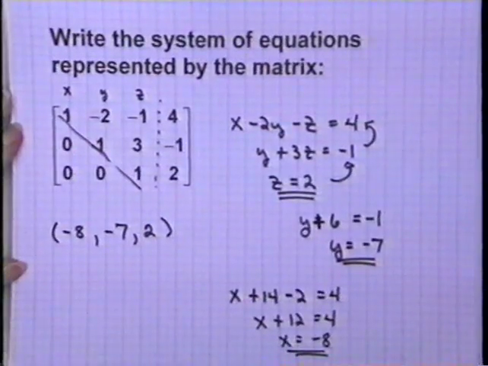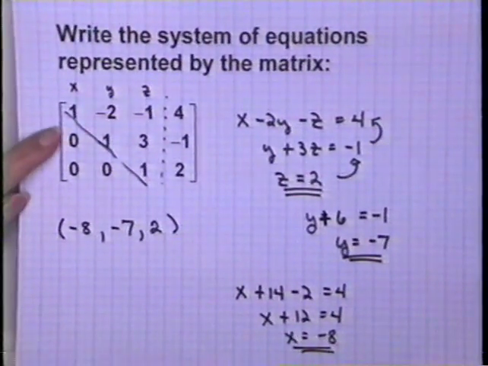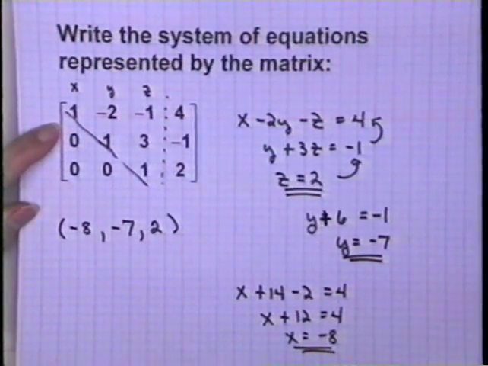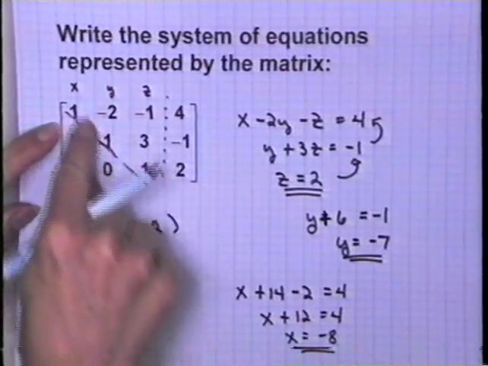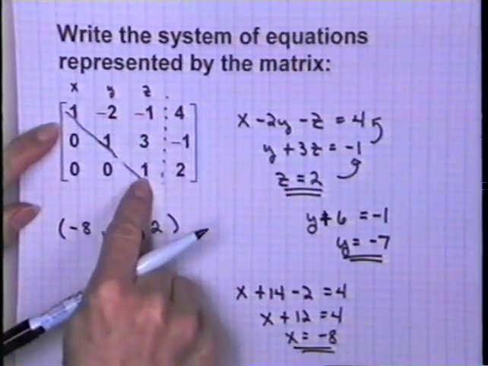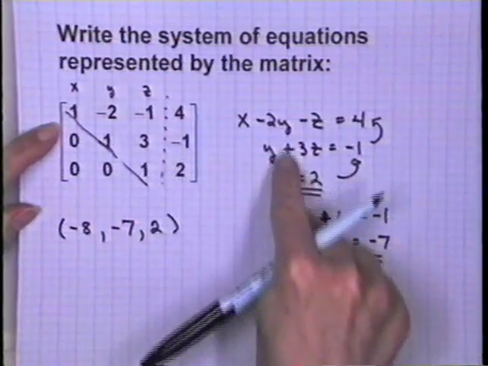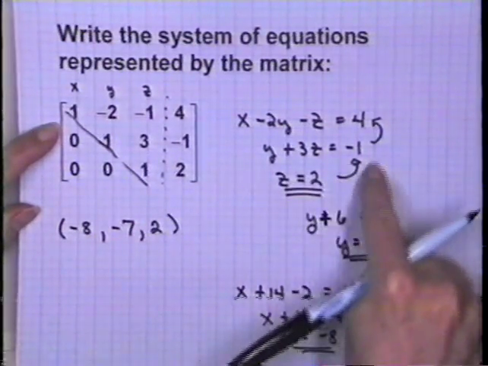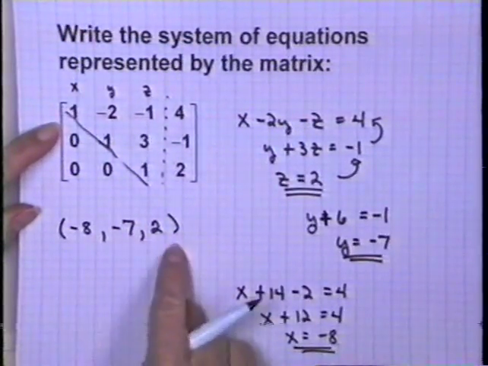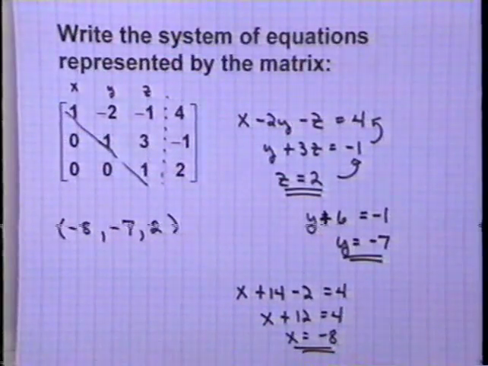So again, if my matrix that represented my equations was in this nice triangular form for the coefficient part, then I got this nice system of equations which allowed me to back substitute and find my values of x, y, and z. Okay?